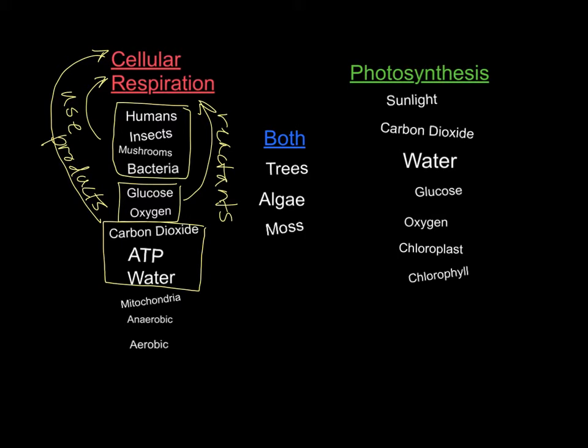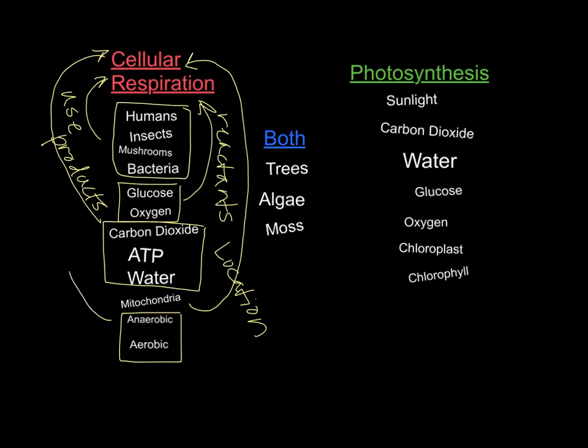Mitochondria is in here because it's the location, it's the part of the cell where cellular respiration happens. So I'm going to connect that with an arrow that says, again, location. Anaerobic and aerobic are types of respiration. So we're going to do a big arrow all the way up to the top. I'm going to write out types of respiration.